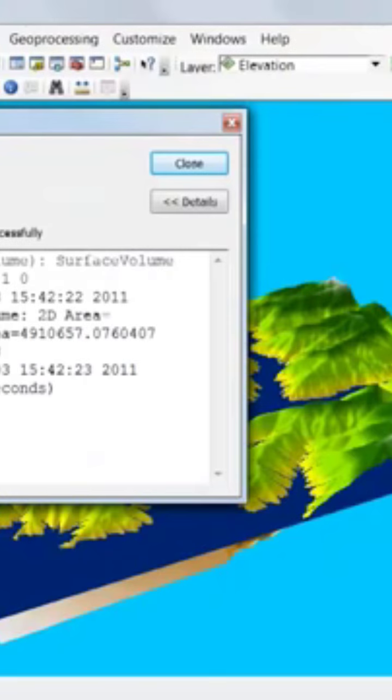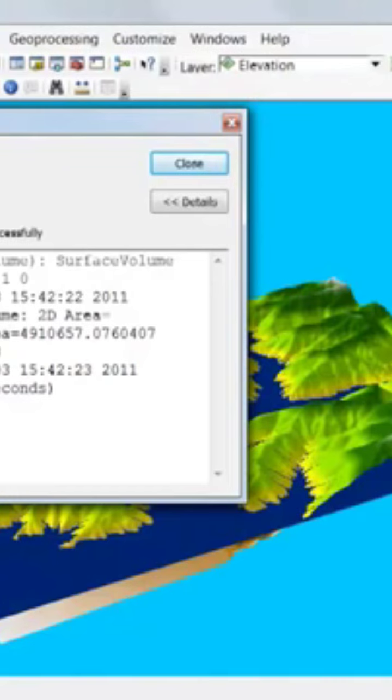Looking at the results, we see that the 2D area is about 4.3 million square meters, while the 3D area is about 4.9 million square meters. The 3D, or surface area, is greater as it is measured along the slope of the surface. It takes the variation in the height of the surface into account. Unless the surface is flat, the surface area will always be greater than the 2D area.